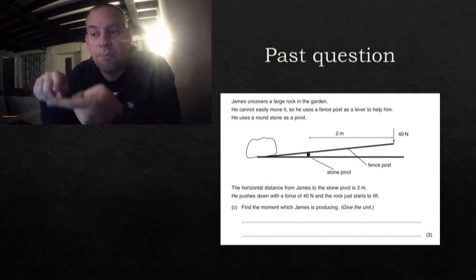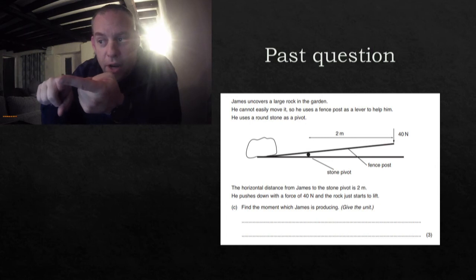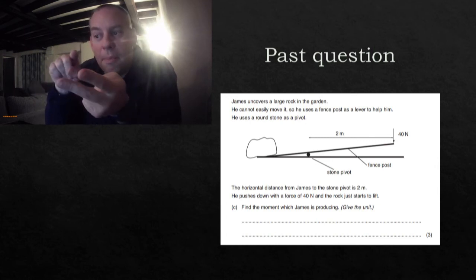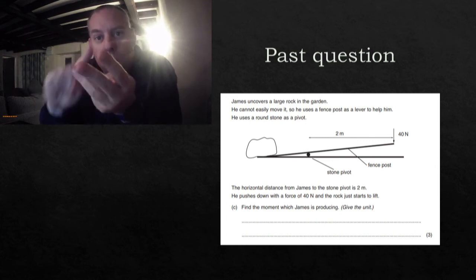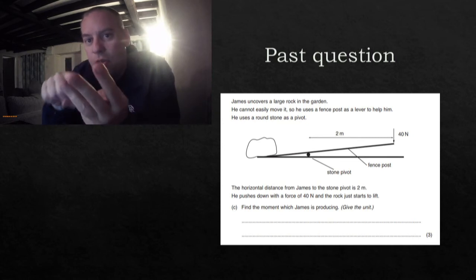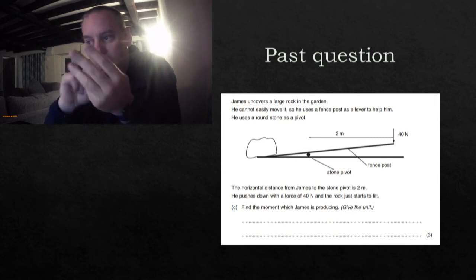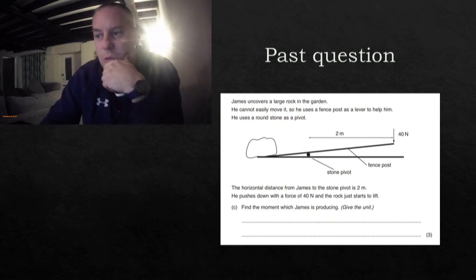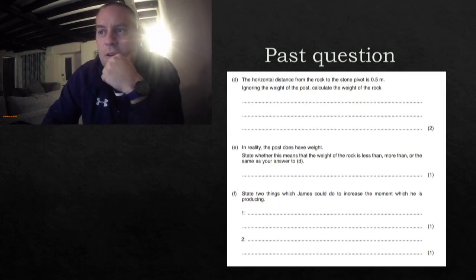There is 1 for getting the equation right, 1 for putting the numbers in and getting the answer, and 1 mark for putting the correct unit on your answer. It's an easy mark to lose, that 3rd mark. You need to make sure you've got the unit. It then goes on to say the horizontal distance from the rock to the stone pivot is 0.5. Ignoring the weight of the post, calculate the weight of the rock.